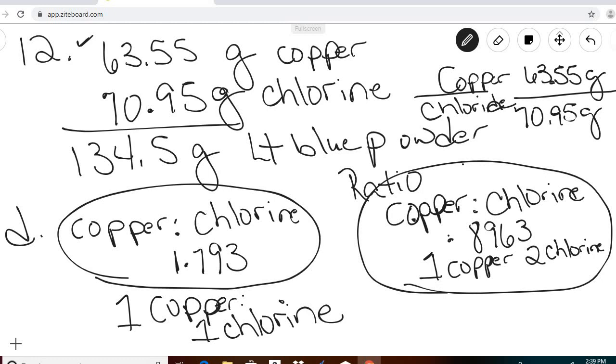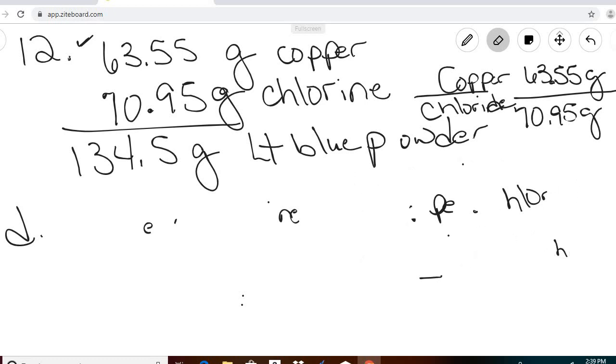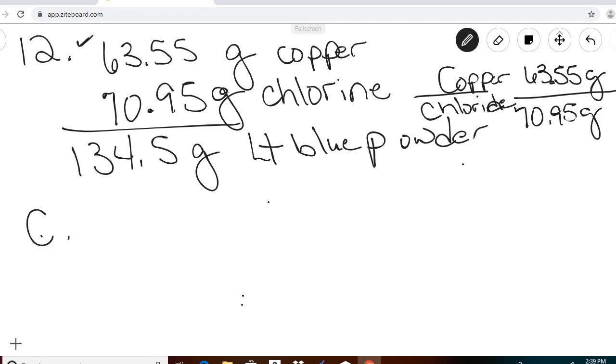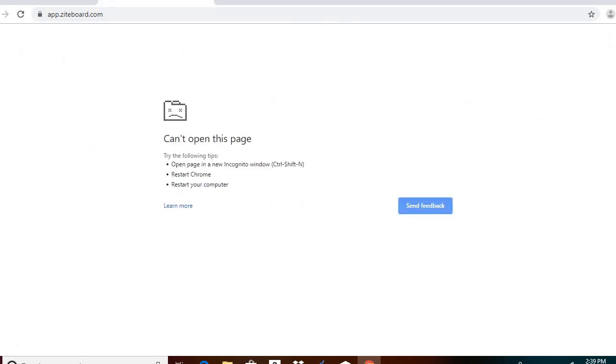So I guess what we need to do is go back here and let me write down, I shouldn't have erased this, but let me go for part C. What we found, let's write down what we found. So part C was 63.55 grams of copper and 35.45.